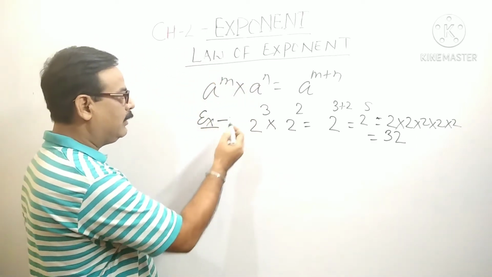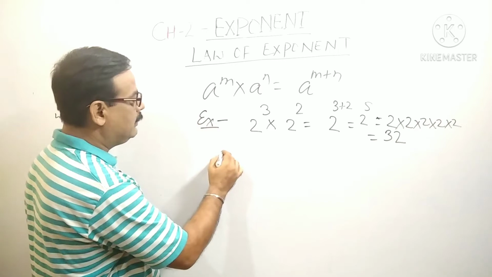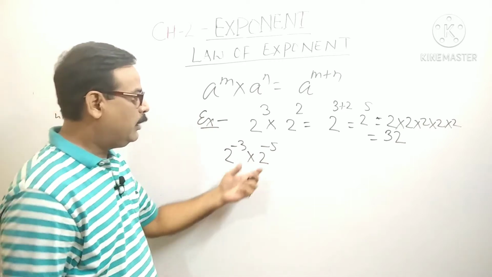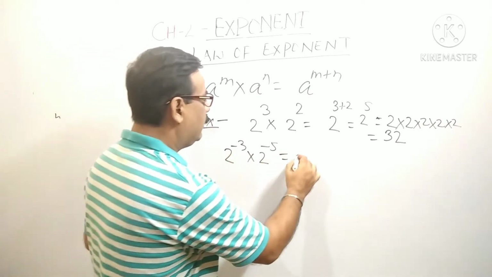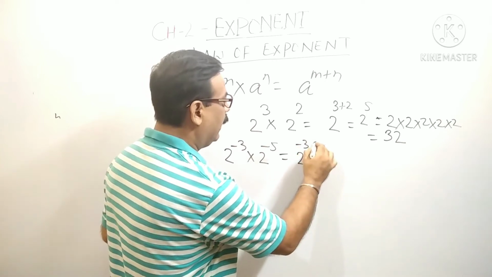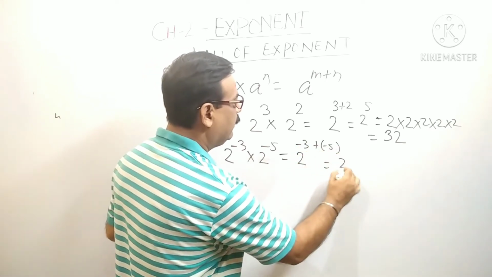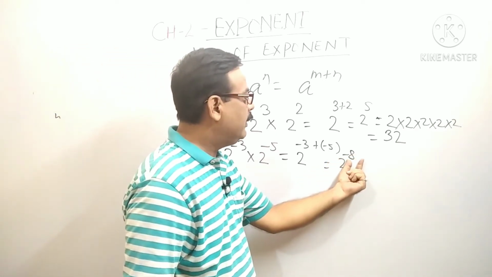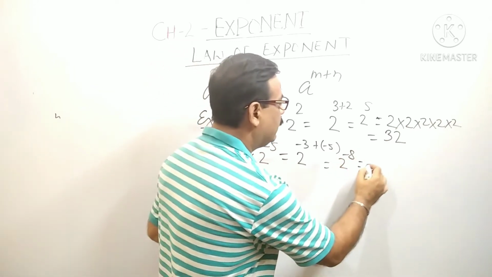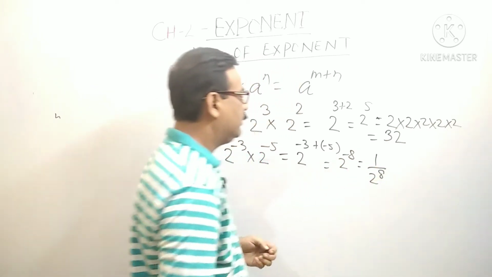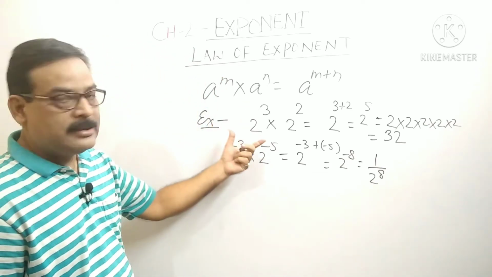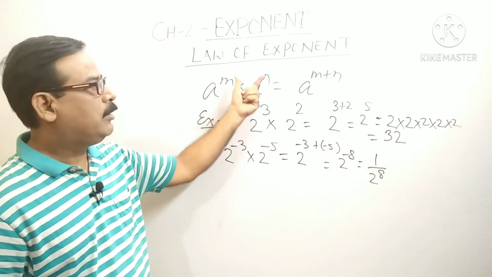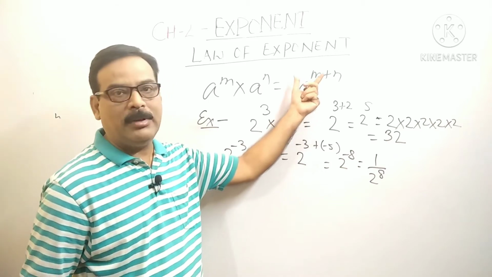From the next example, we can understand easily. The example is 2 to the power minus 3 into 2 to the power minus 5. According to the law of exponents, the power is minus 3 plus minus 5, so we can write 2 to the power minus 8. This is a negative integer power, so we can reverse the number, that is 1 by 2 to the power 8. So you understand with these examples the first law of exponents, that is a to the power m into a to the power n gives the result a to the power m plus n.